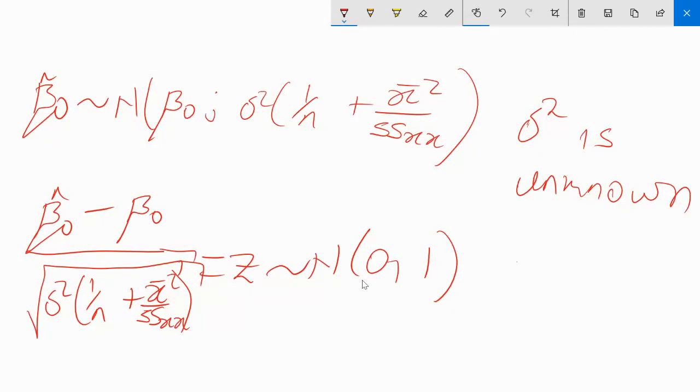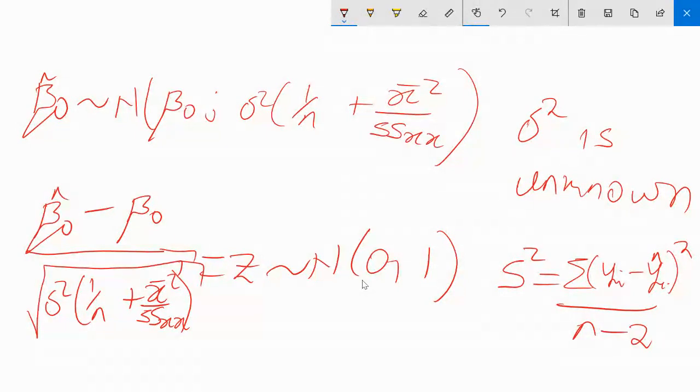And you saw in the morning that the best estimator of sigma squared is S squared, which is equal to the sum of yi minus yi hat squared divided by n minus 2. So we're going to replace sigma squared by S squared because sigma squared is the population variance and it's not known. And when we replace, this takes a different form. It no longer follows a normal distribution, but the student T.